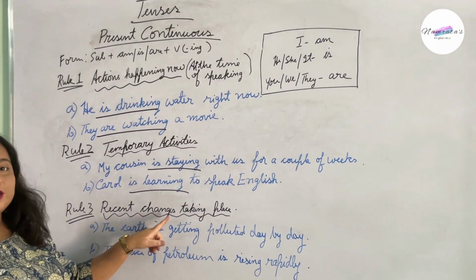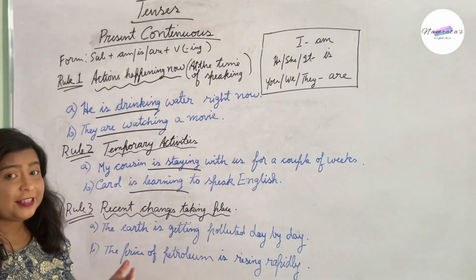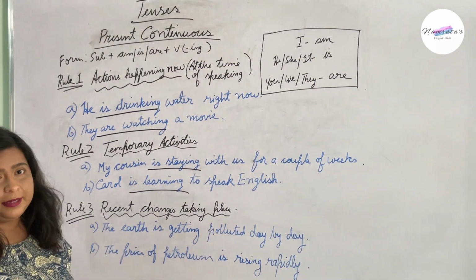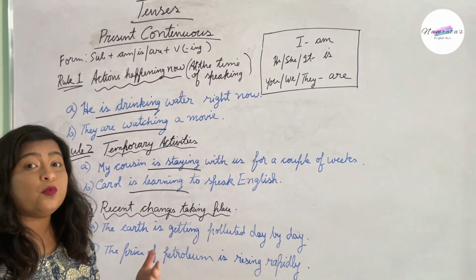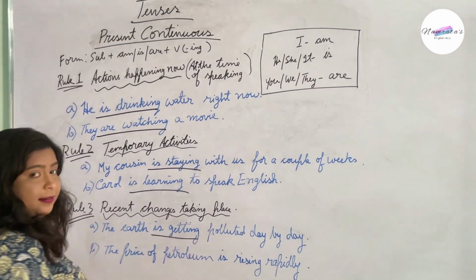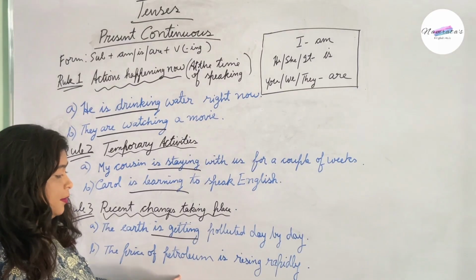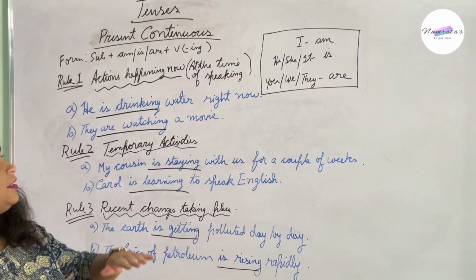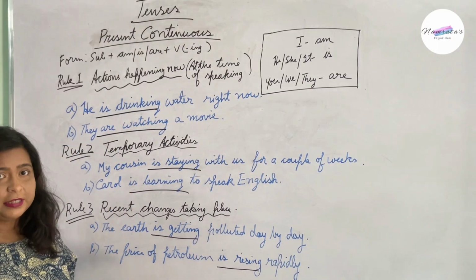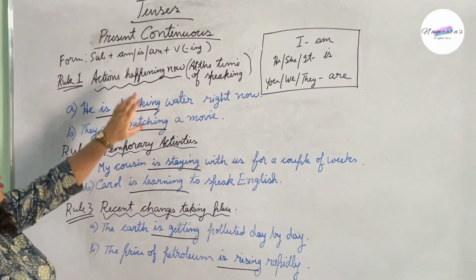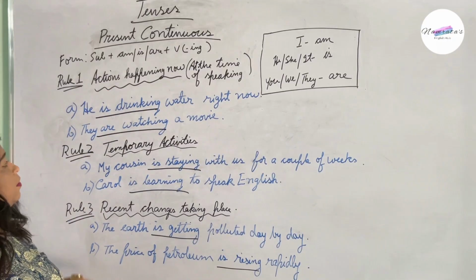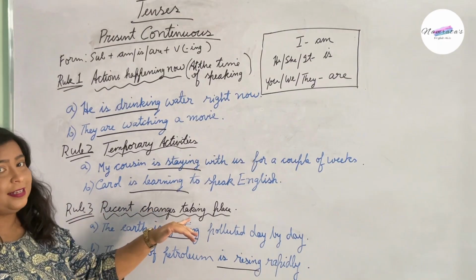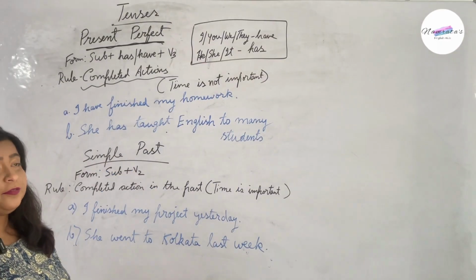Next one is recent changes taking place. Any changes that are taking place recently. The earth is getting polluted day by day, or the earth is getting warmer day by day. Is getting. The price of petroleum is rising rapidly. Recent changes, is rising. So these are the three rules or three situations in which we use present continuous tense. The first is actions happening right now. Next, temporary activities and recent changes taking place.